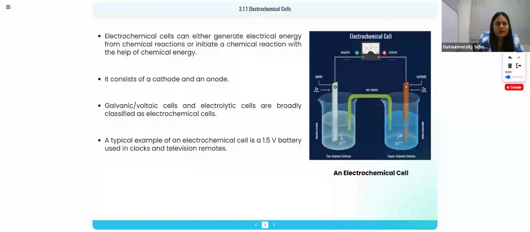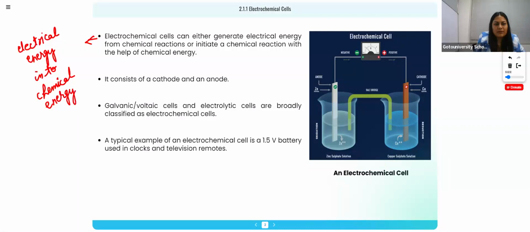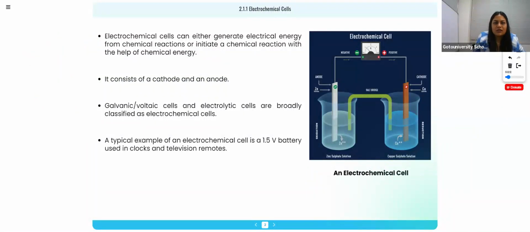Okay, electrochemical cells change electrical energy into chemical energy, okay? Or say it provides electricity in an electrochemical cell so that the reaction can complete. All right. So it consists of a cathode and anode.